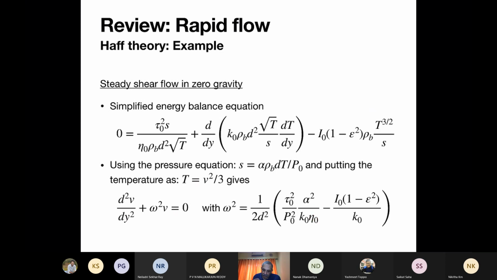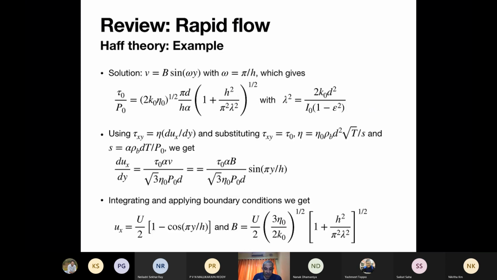And these are all dimensionless constants. And these are also all dimensionless constants. Now we expect omega squared will be greater than 0 because this is the generation term, the energy generation term, and this is the energy loss term. So if you want a steady flow, this must always be larger than this. Otherwise, you will get zero flow.